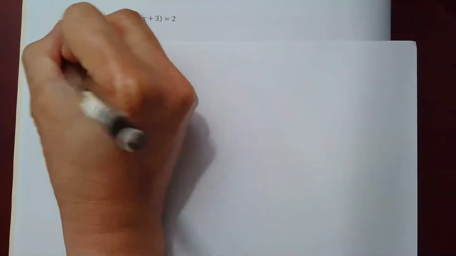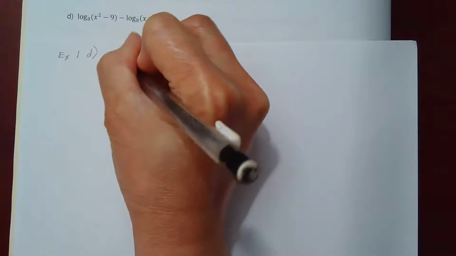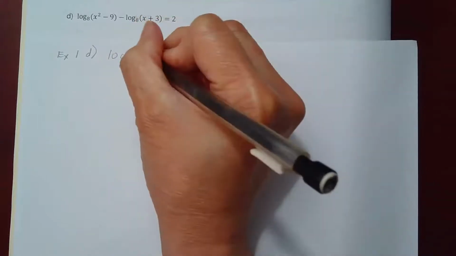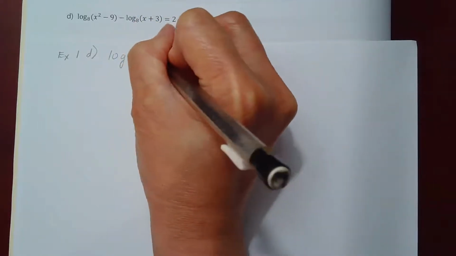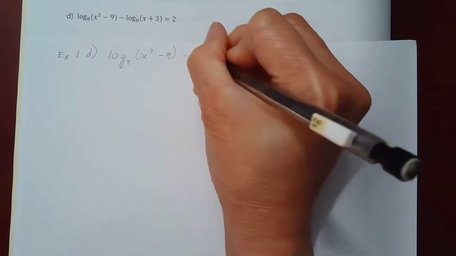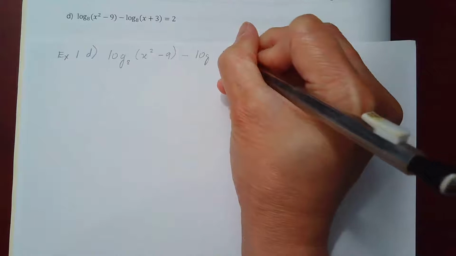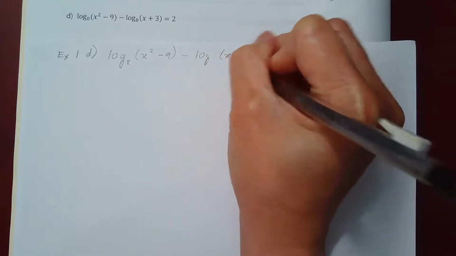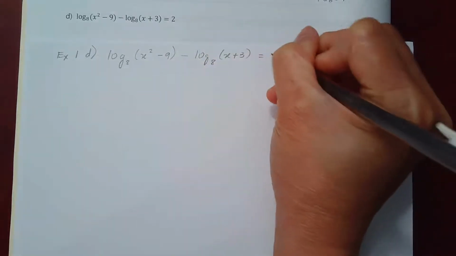Okay, so letter D. Example 1, letter D. Log of x squared minus 9 base 8 minus log of x plus 3 base 8 is equal to 2.